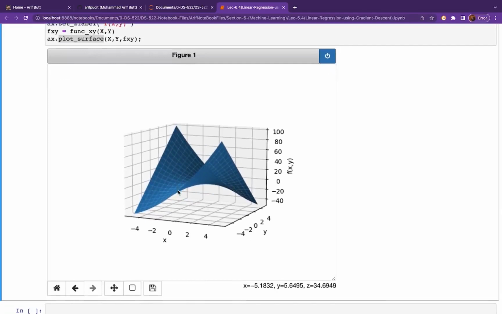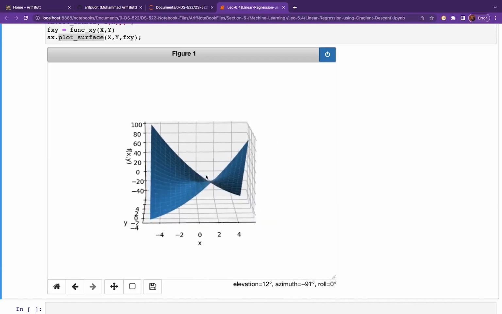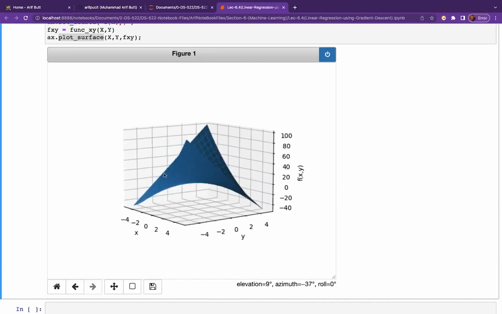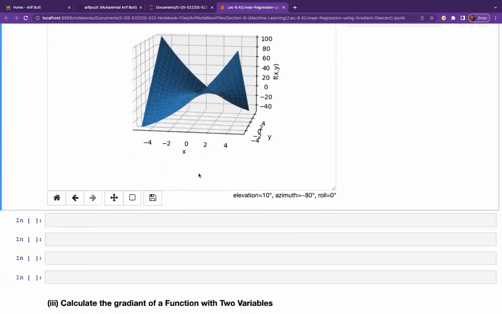So you see, we have a mesh grid. We have a surface plot, x-axis, y-axis, f of xy, and once I move my mouse inside, I get the different values on the x, y, and the z-axis. You can rotate it as per your requirement, whatever suits you.